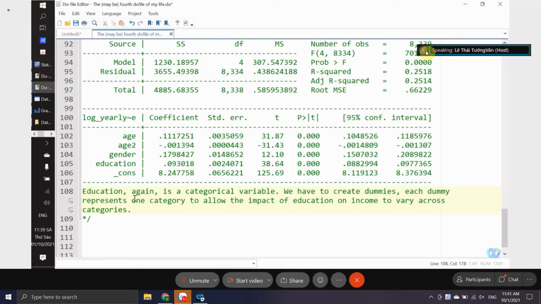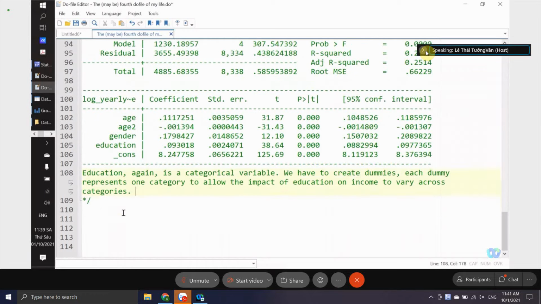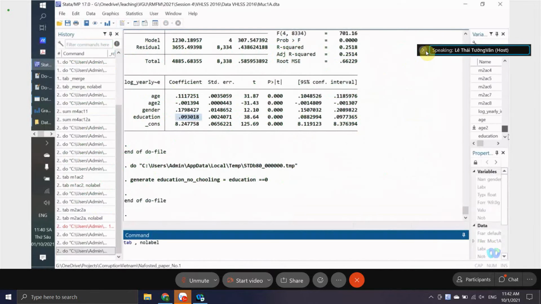So if a person gets, or we will create a new dummy. Let's say I will create the first one. Generate education underscore no schooling, equal to education equal to 1, 0. Okay, if I run this command, a new variable education no schooling is created.